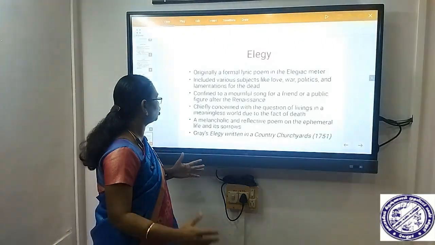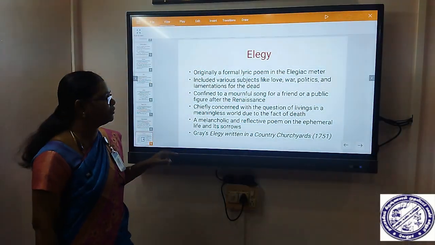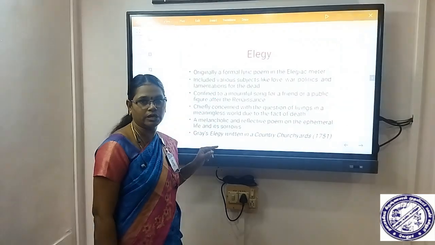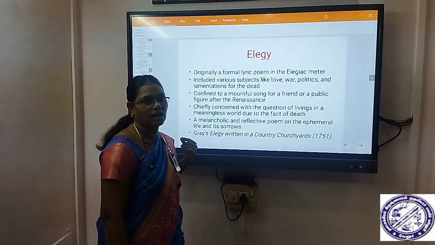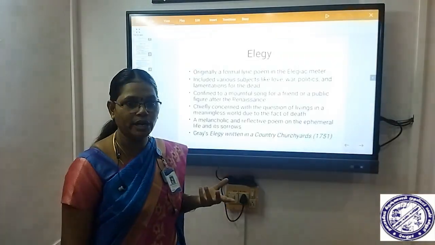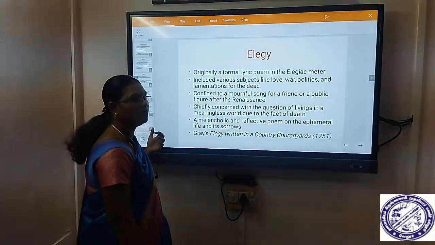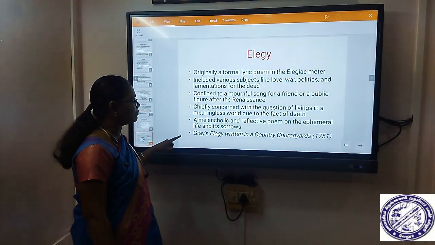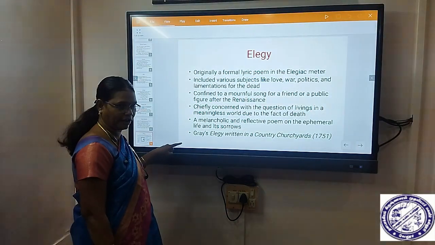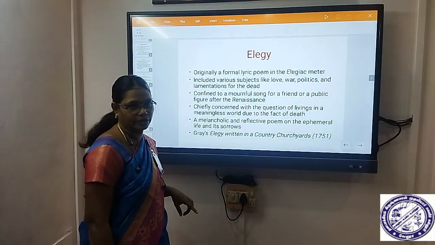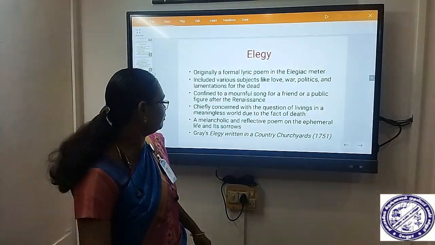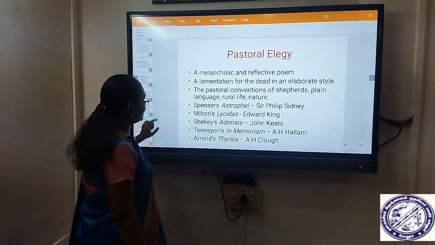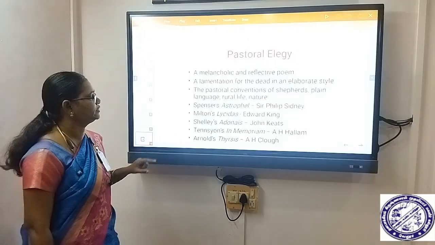This was established a lot, and it was concerned with questions of living in a meaningless world. In these poems we see the meaninglessness of life, loneliness, and the solitude that poets used to express. The best example for this type of poetry is Gray's Elegy Written in a Country Churchyard, which was published in 1751.